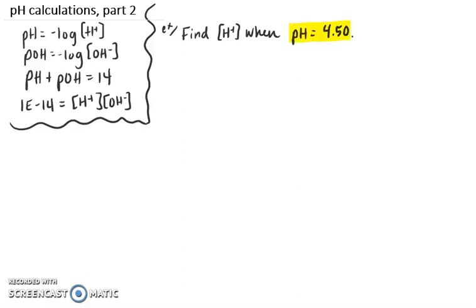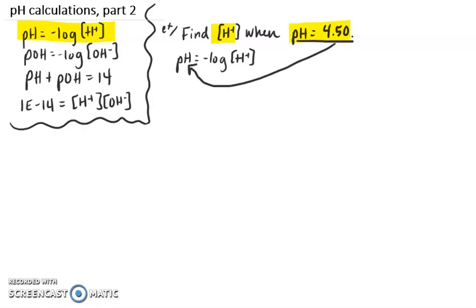You're given pH, they want H. It's pretty obvious here what formula we're going to use. It's going to be this one. But instead of finding the pH, we're given the pH. So we're given the answer. So here's my formula. Again, it's always good practice to write that down first. Now I'm going to plug this answer, since they're giving me pH, into the pH spot. So I get 4.50 equals the negative log of H.